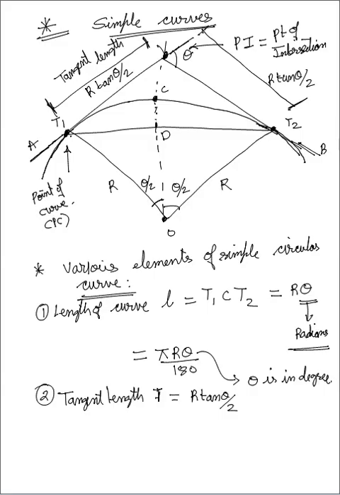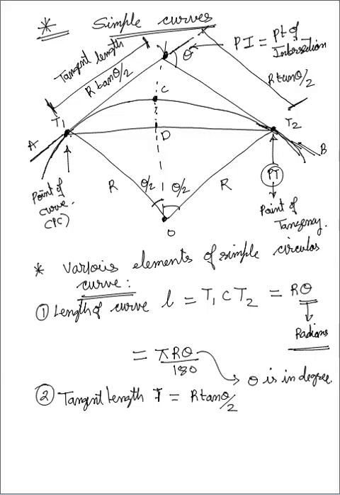Obviously it is through the concept of geometry. This point is also known as PT, the point of tangency. So one is PC, another is PT, point of tangency. So basically tangent length is equal to r tan theta by 2, here also r tan theta by 2.